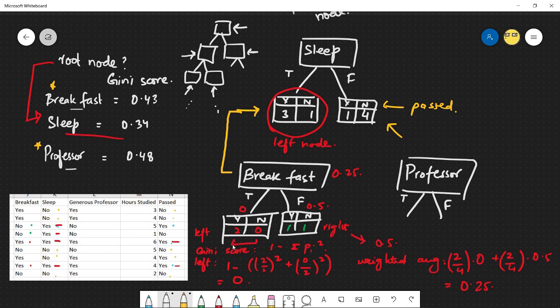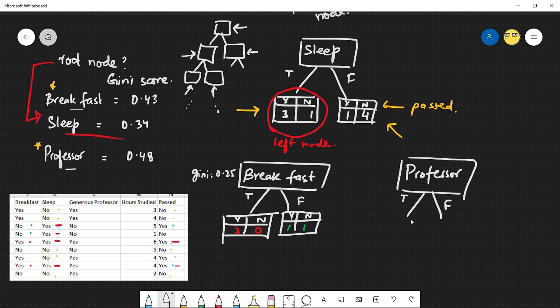You're able to now classify that if a student slept and they had breakfast, it doesn't really matter if the professor was generous or not, and it doesn't really matter how many hours of study they had, they're always going to pass that test. And that's why it's cool to have a Gini score of 0. What that means is basically that there are no impurities. This is a pure leaf node here. And that's sort of what we're looking for when we solve through this decision tree.